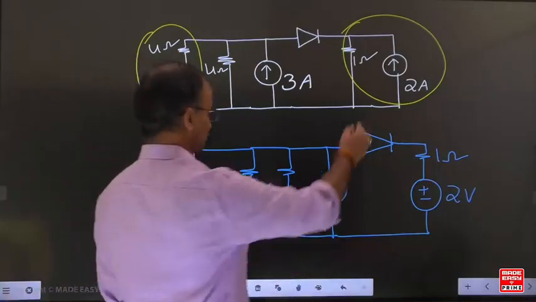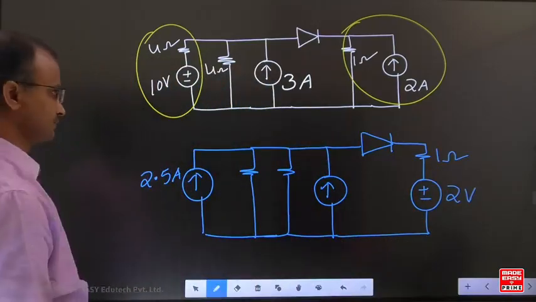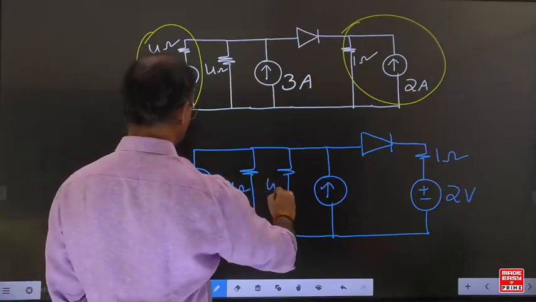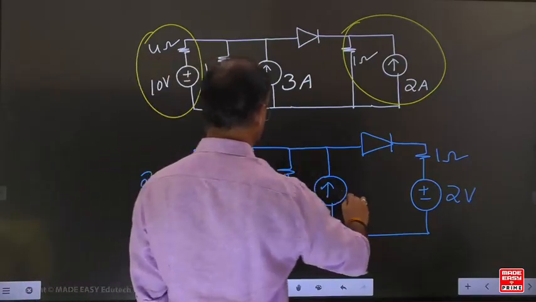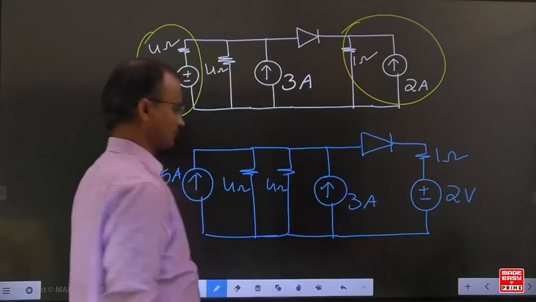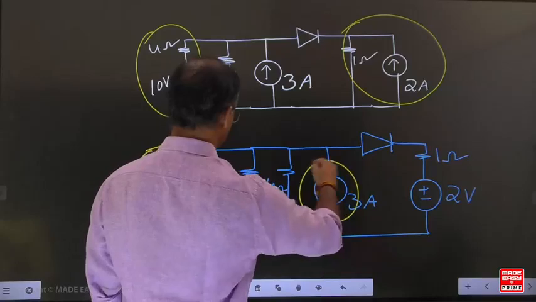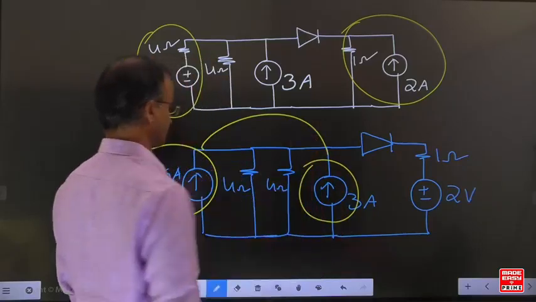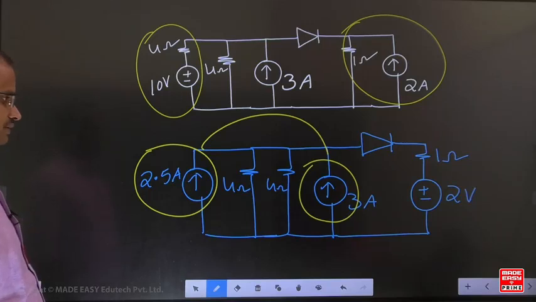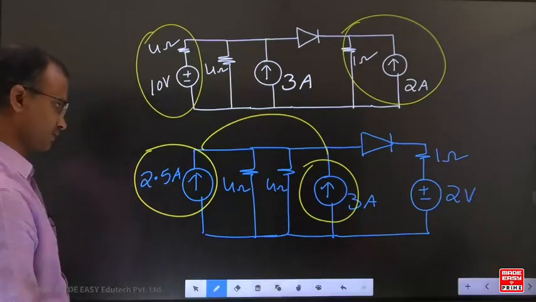Now corresponding to the arrow mark, give the positive sign, and the other one is negative. What is the current here? 3 amperes. In this example, 2.5 and 3 amperes are both in the same direction. Same direction means what is the net current? 5.5. Net current is 5.5.